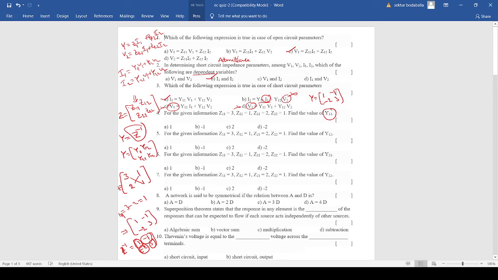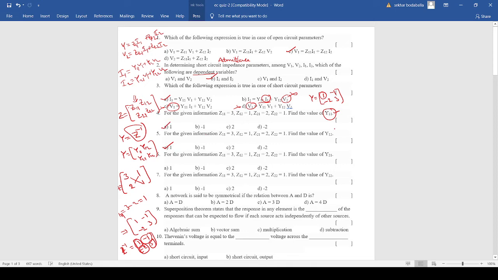So according to question number 4, what is he asking? He is asking us to find Y11. So how much will you get? Y11 is equal to 1. So option A is the correct answer. For question number 4, he is asking for Y11, so option A.